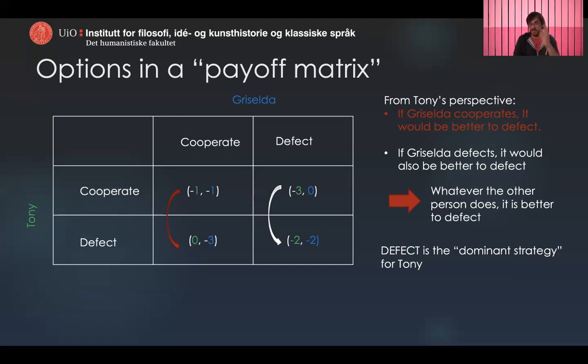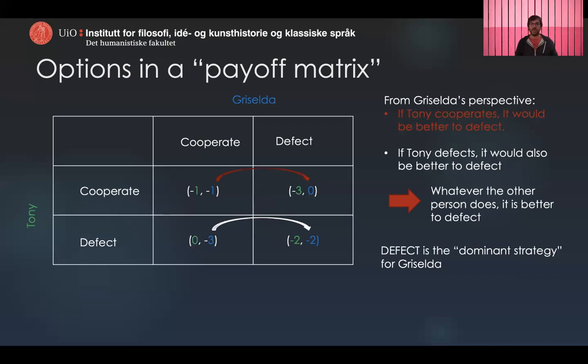And this is then in game theory called a dominant strategy for Tony. So it's a strategy that's better whatever the other player does. It dominates the cooperating strategy. Whatever the other player does, it's better to defect. So defect dominates cooperation. It's the thing that's better no matter what the other side does. Now let's look at this from Griselda's perspective. It's of course entirely symmetric.